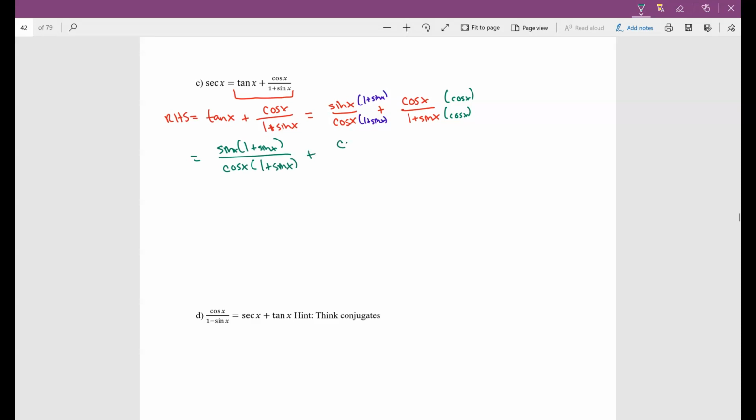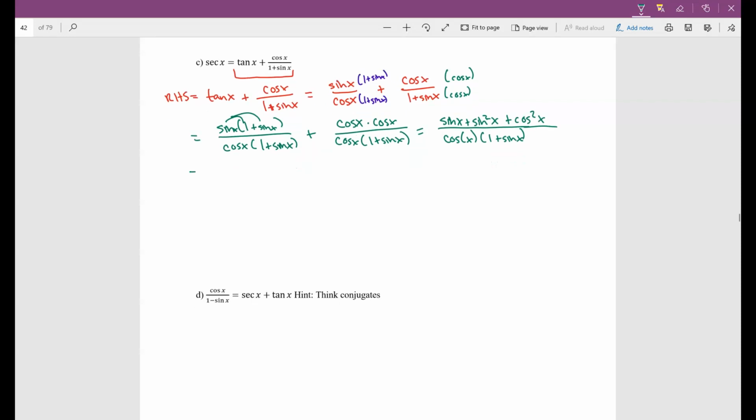plus, then on the top, I'm going to have cosine x times another cosine x, divided by the cosine x on the bottom, and also the 1 plus sine x on the bottom. So I can distribute this out. Notice that they both have the same common denominators, so I can just write it as one fraction. So I can just write cosine of x, 1 plus sine of x. So on the top, when I FOIL that out, I'm going to have sine x plus sine squared x. Then I have a plus cosine squared x.